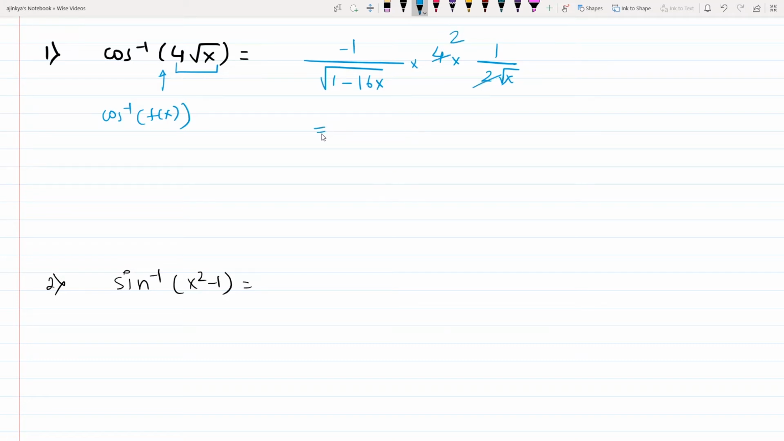So your final answer can be minus 2 over these terms, but we are just going for simplification purpose and we are going to take that x and multiply it by 1 minus 16x. So your final answer will be x minus 16x squared. So within 1 to 2 steps we have got your answer.